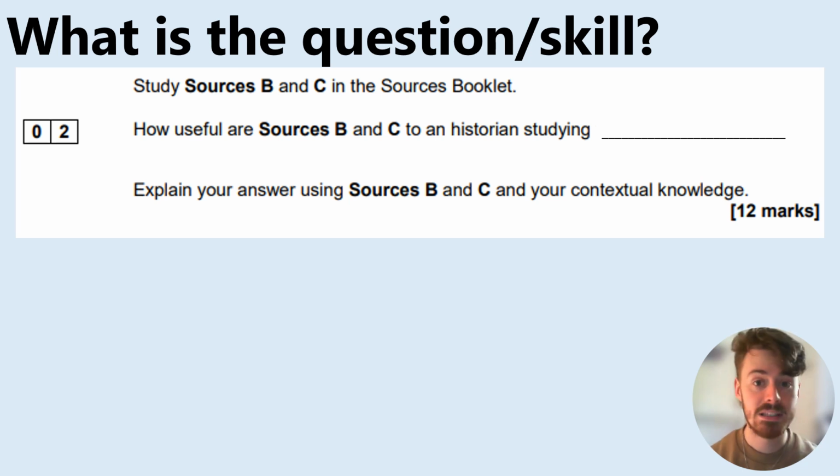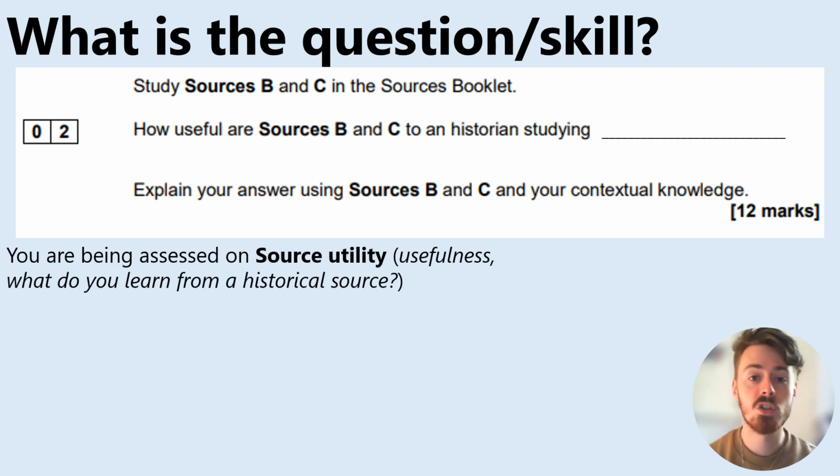That blank could be the Treaty of Versailles. That blank could be the failures of the League of Nations. That blank could be the Rhineland remilitarization. It could be a massive number of different items, but it doesn't really matter. As long as you know your content, we are assessing source utility. How useful are these sources? What do they tell us about a particular topic?